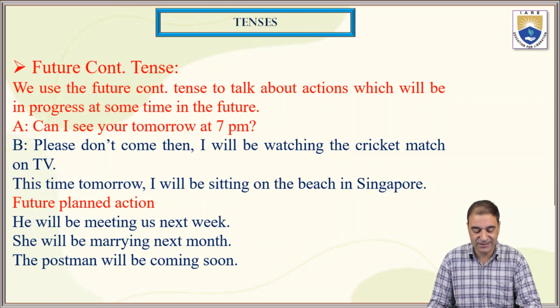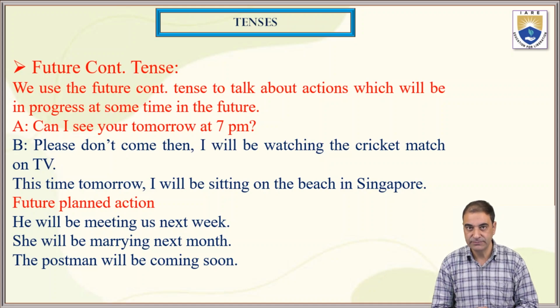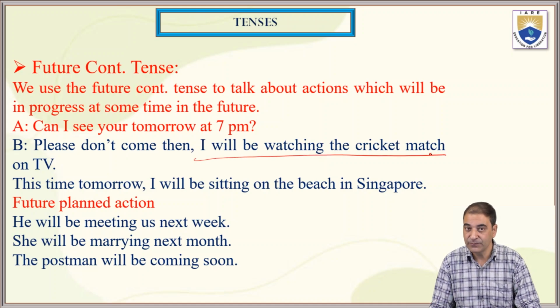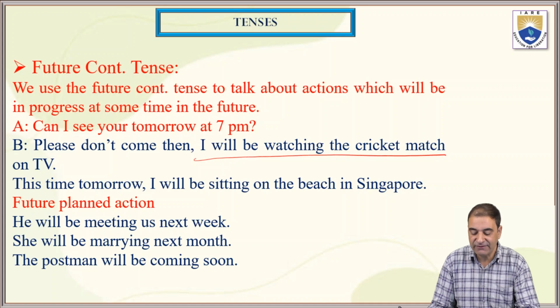For example, there's a conversation between A and B. Look at this conversation. A is telling B, can I see you tomorrow at 7 p.m.? B: Please don't come then. I will be watching the cricket match on TV. Now look here. I will be watching. It is something which will be continuous in future. That's why I will be watching.